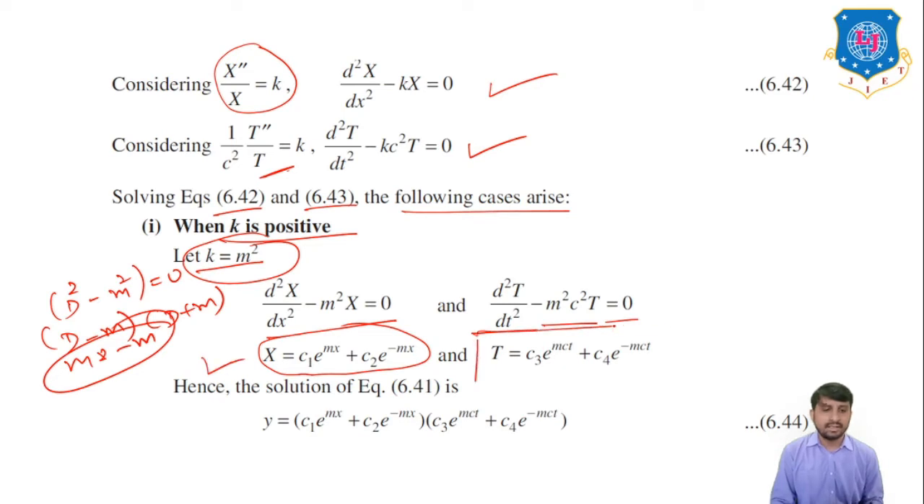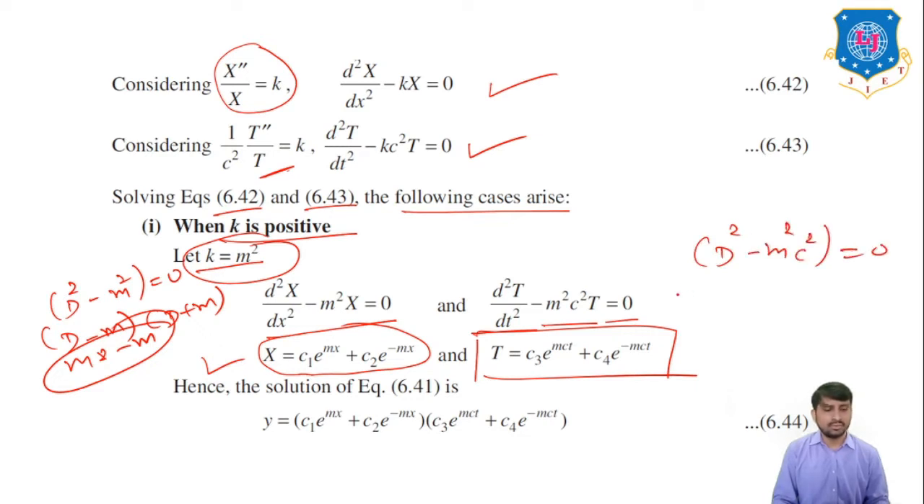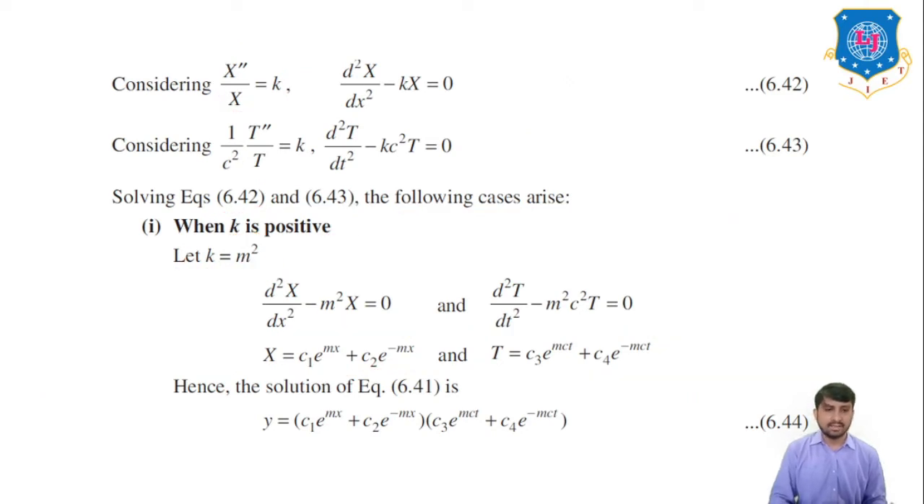Similarly, T is equal to c3 e raised to mct plus c4 e raised to minus mct, because here you will get d square minus m square c square equal to 0. So factorization is possible: d minus mc and d plus mc. Okay, and that's why mc and minus mc are the roots. So that's the solution of this equation 6.41.